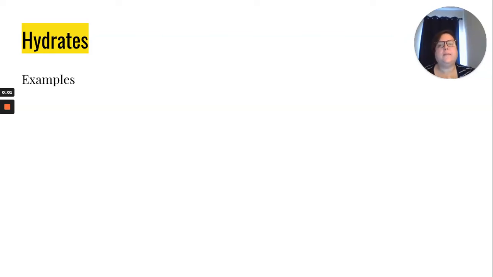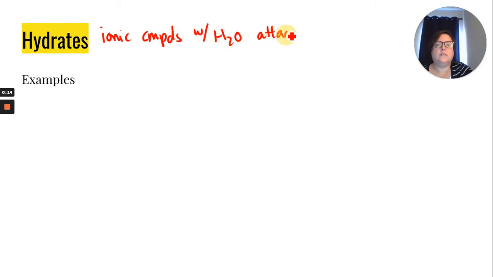All right, the last type of naming that we need to go over is hydrates. Remember that hydrates are ionic compounds with water attached. So you still have to know your ionic naming rules. Remember that that's when you have a metal and a non-metal.